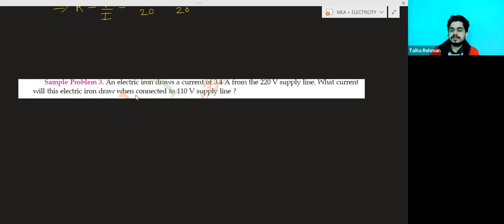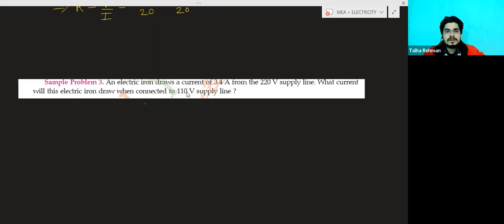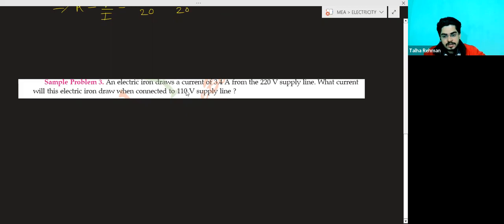Electric iron. Basically there are alloys in that. So we will assume here the resistance of the electric iron will not change. If you first connect with a 220 volt supply, and then connect that iron with a 110 volt supply, the resistance will not change. So this concept we will use. Resistance and resistance will be cancelled out, and we will get the current.